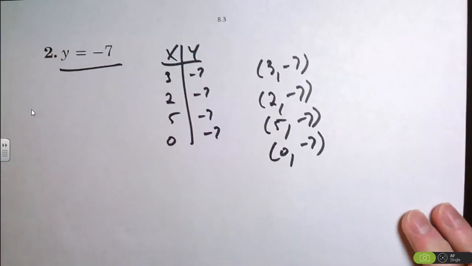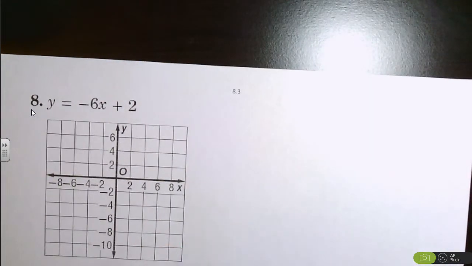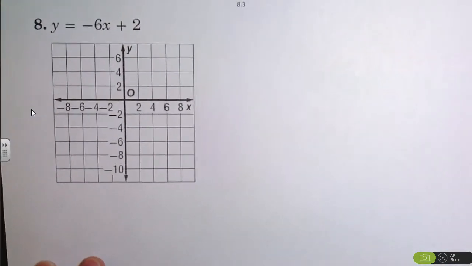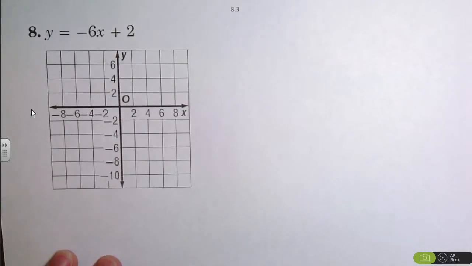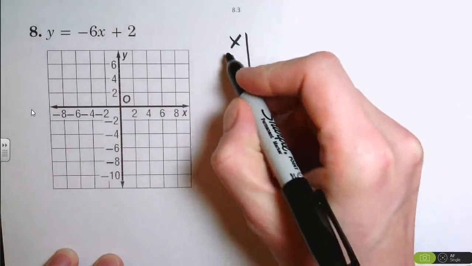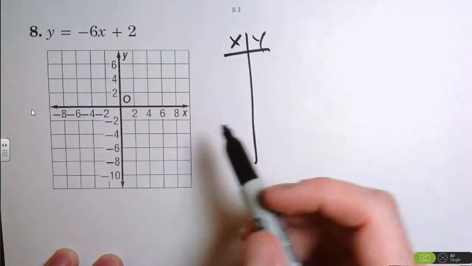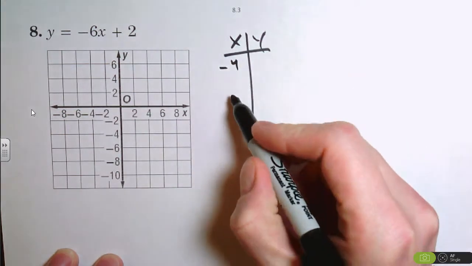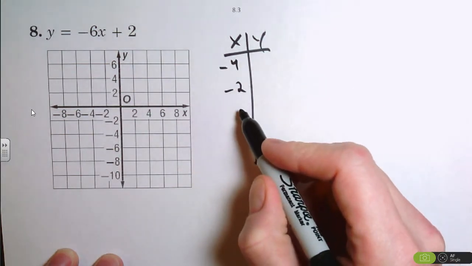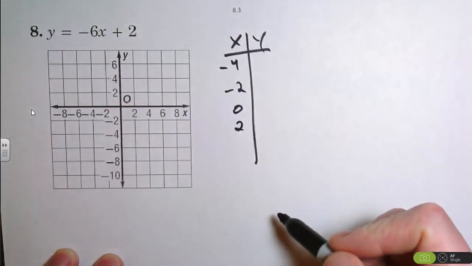Okay, number 8 from the worksheet, you're graphing. So it's a graphing problem, and you're supposed to graph this function. In order to do that, you have to create a table of values. So I have to pick some x's and then plug them in and find y's. I'm going to plug in negative 4, negative 2, 0, 2, and just see if it fits into my graph.